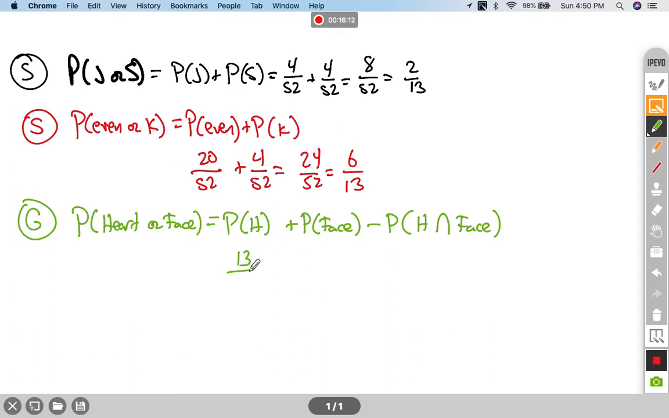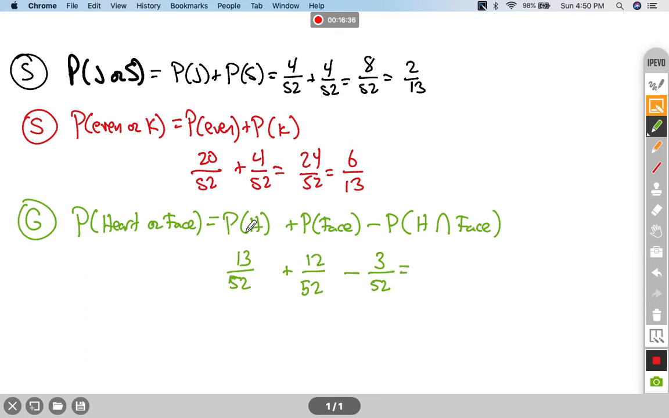There are 13 hearts in your deck of cards. There are 12 face cards in your deck of cards. But how many hearts are face cards? There are 3 hearts that are face cards, so we have to subtract 3. You notice here, I didn't simplify because I'm adding these fractions. I may as well keep the common denominators.